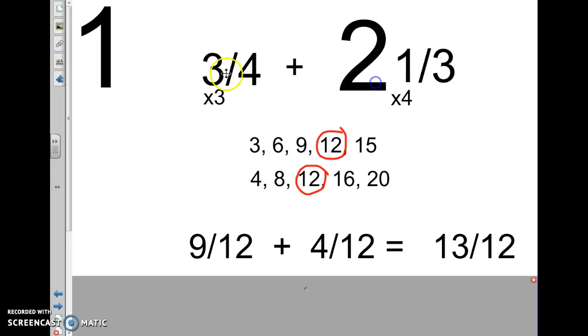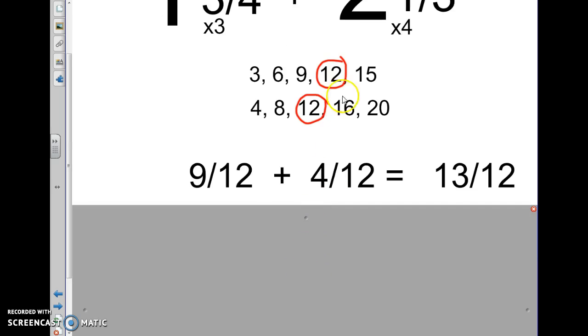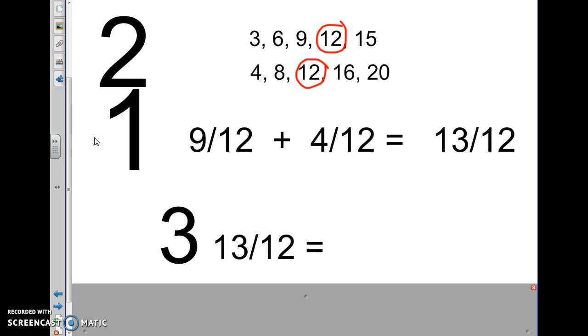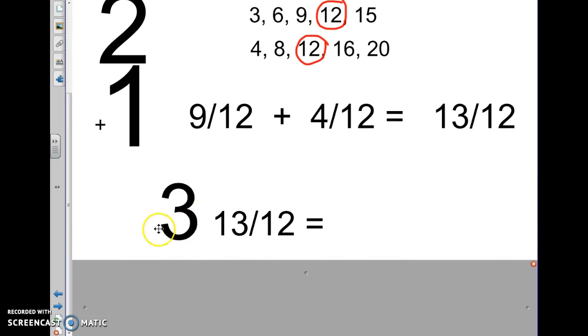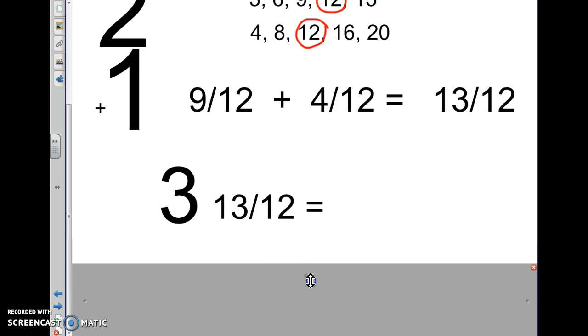Remember though, we're actually adding 1 3/4 and 2 1/3. So if we take that 2 and add the 1, adding just the whole numbers gives me 3. And adding just the fractional parts gives me 13/12. So I added the wholes, I added the fractions, and now I have 3 and 13/12. The only problem with that is we can't have a mixed number that has an improper fraction as part of it. So we have to take this improper fraction part and change it into a mixed number.